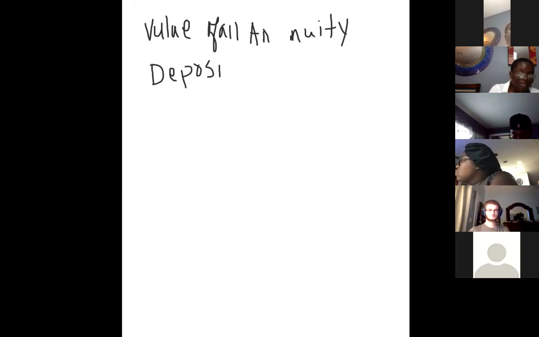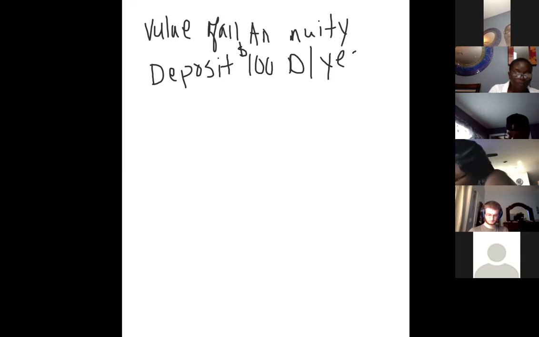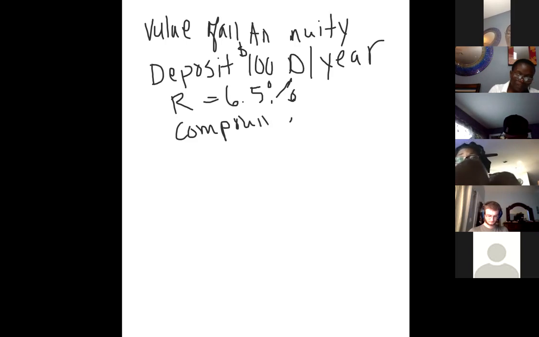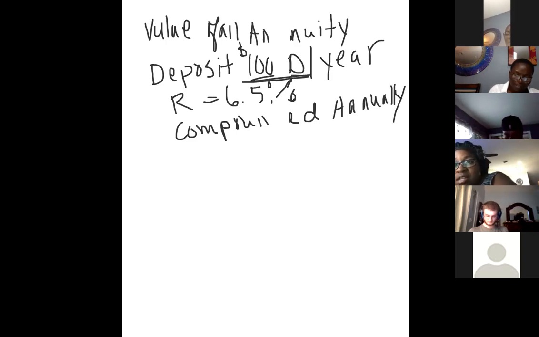Annuity. It says the periodic deposit is going to be $1,000 at the end of each year, every year. The interest rate is 6.5%, and this one is being compounded annually. It's $1,000, but it's cut off because of my iPad here. Because this is being compounded annually, n is going to equal 1.